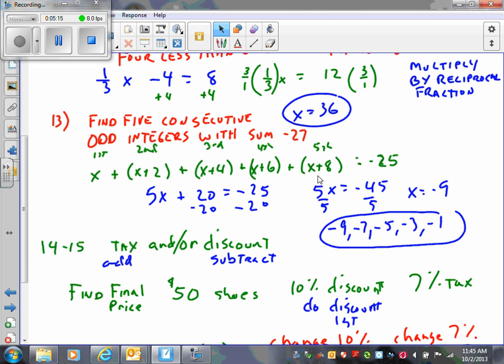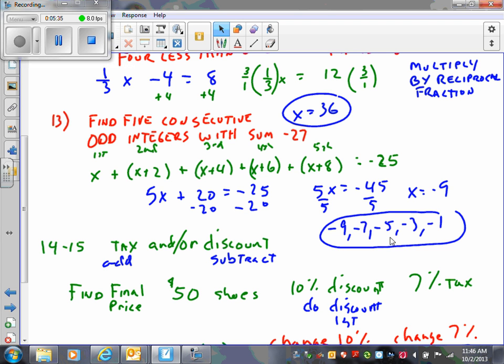So I have 5 x's, so 5x, 2 plus 4 plus 6 plus 8 is 20. So 5x plus 20 equals negative 25. Subtract 20 from both sides, I get 5x equals negative 45. Divide by 5, I get x. My first number is negative 9. That's my smallest one. Add 2, I get negative 7.